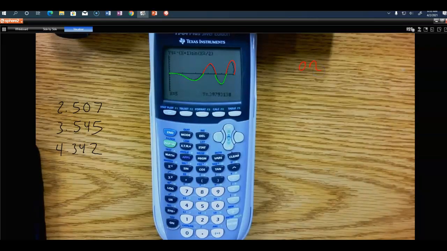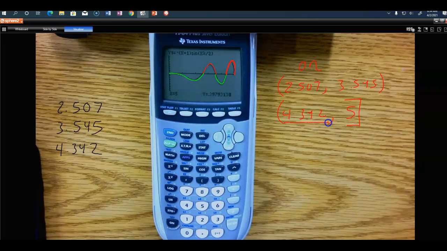So on the following intervals, 2.507 up to 3.545, the velocity is positive. Therefore, well, actually, we could probably add the other spots too. Let me back up a little bit, because there's other places where it's above the x-axis, right? There's also the one over here. So that would be on the interval from 4.342 up to 5.